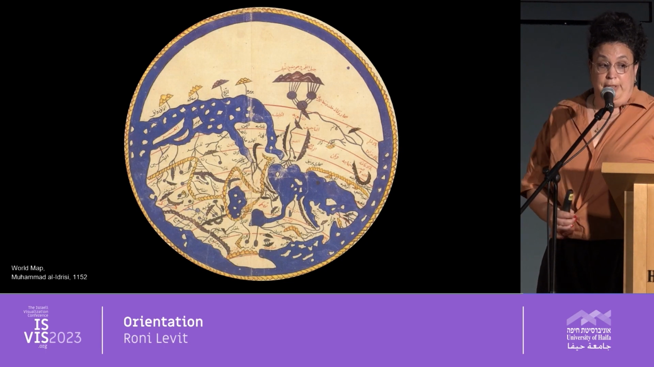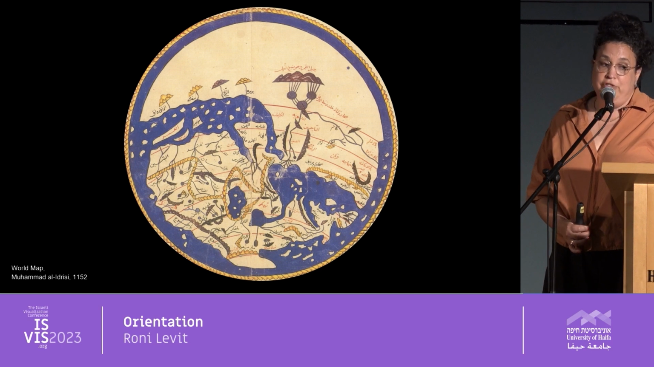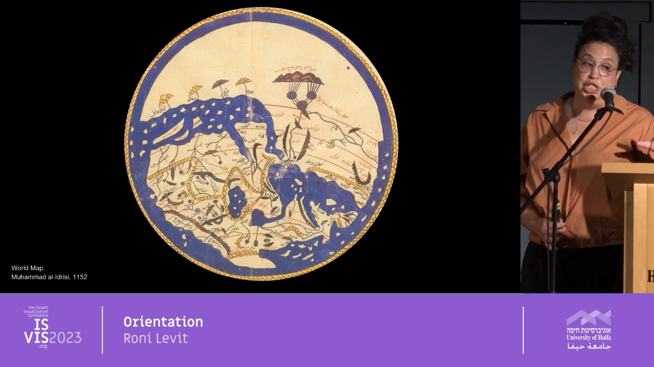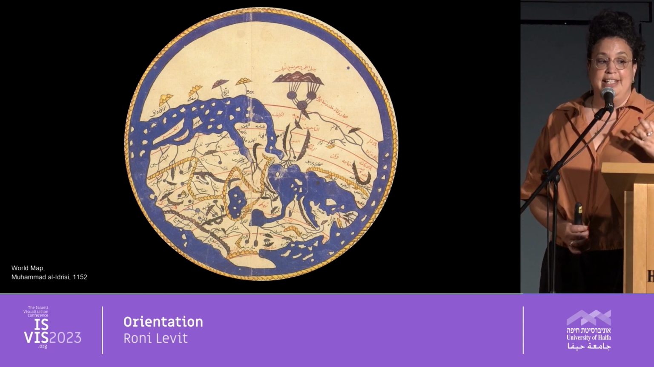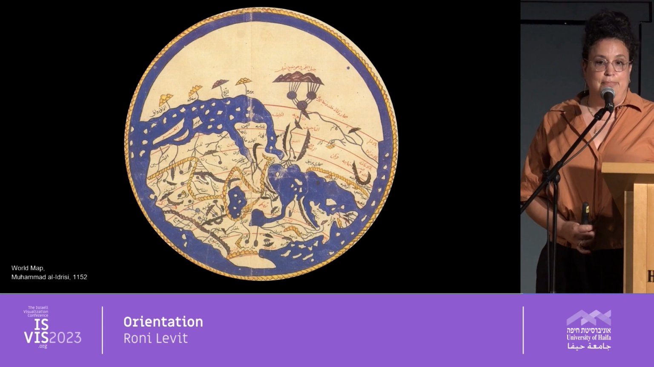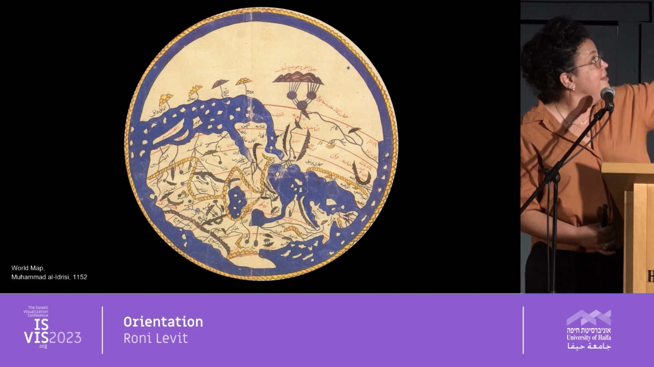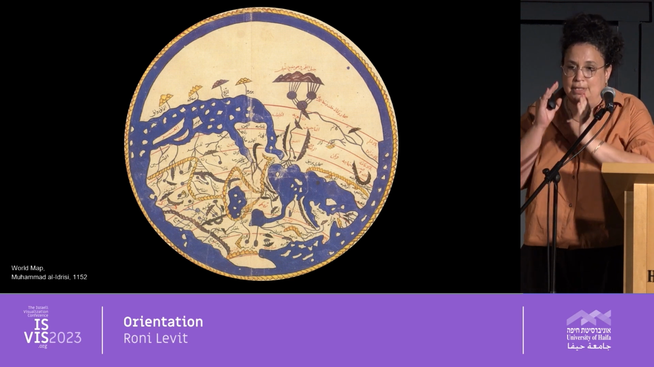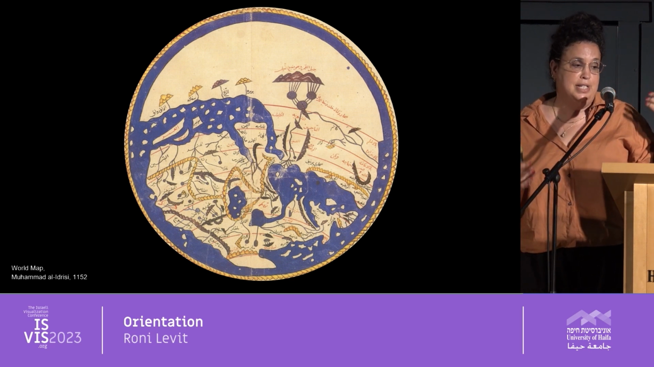But this is another orbis terrarum. This was made by Muhammad al-Idrisi. He's a Moroccan cartographer. It was made for a Christian king, but you can clearly see that the religion of the cartographer is Muslim because this map is facing south. You see the Arabian Peninsula and Mecca. You know, the Muslims, they pray to the south.